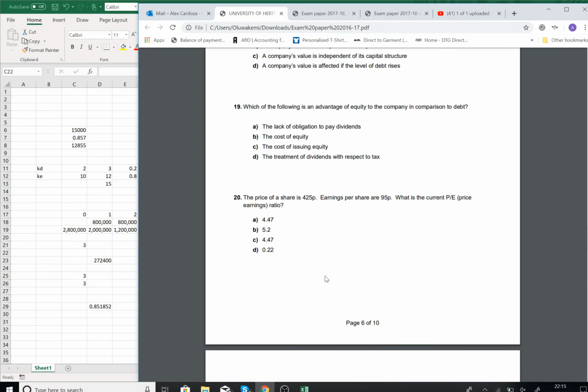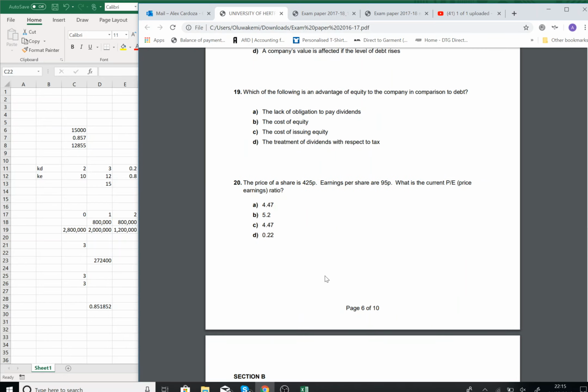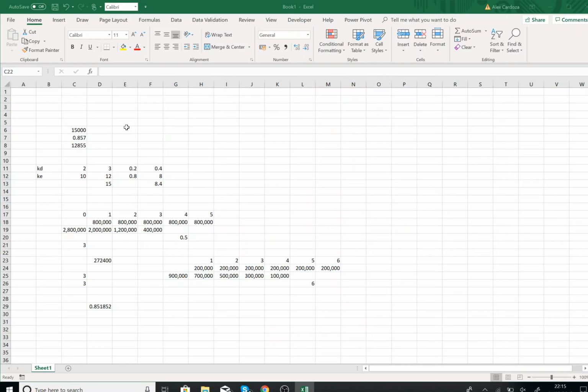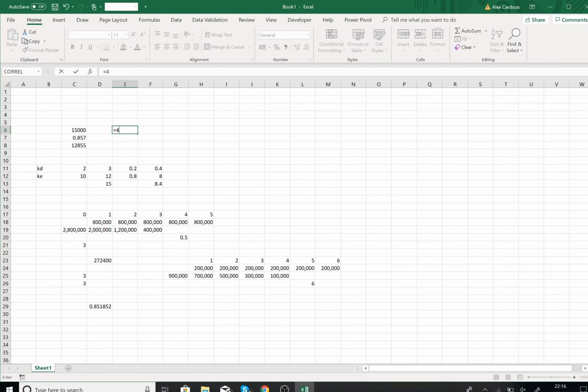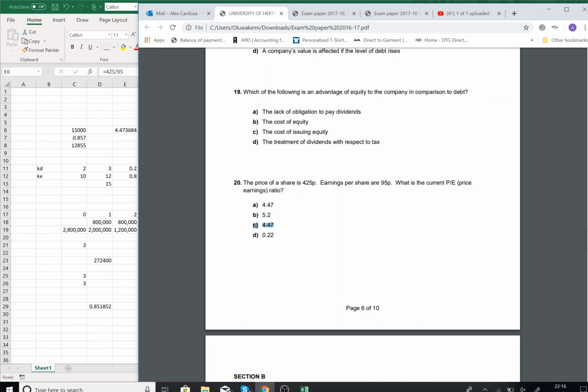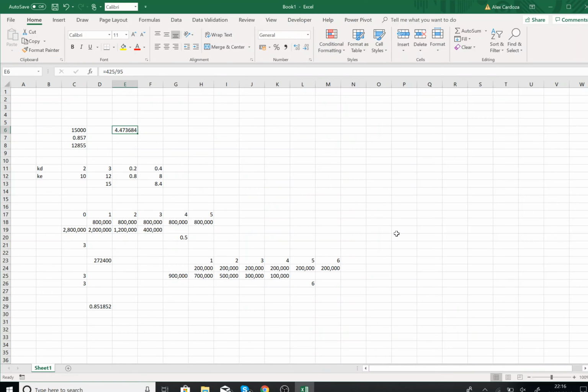The price of a share is 4.25. Earnings per share are 95p. What is the current price earnings ratio? So the price earnings ratio is literally just the share price over the earnings, and what it's meant to tell you is what investors believe profits will be at one point in time. So if they're saying shares are worth 4.25, you've got earnings of 95p per share, then they're saying that they expect profits eventually to reach 4.25 per share. So that's 4.47, so it's C. So you just divide 4.25 over 95. All right.